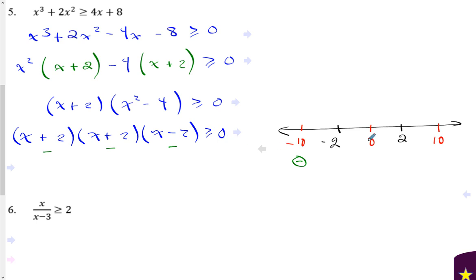This -2 here is part of my solution. So is the +2. So I'm going to put the dots there right away. And then I'll plug in 0. 0 plus 2 is positive. 0 plus 2 is positive. 0 minus 2 is negative. Positive times negative gives me a negative.